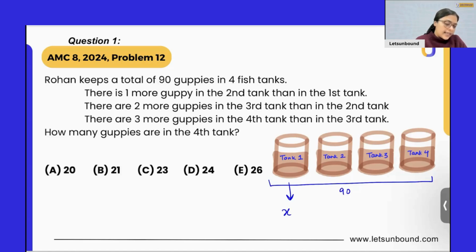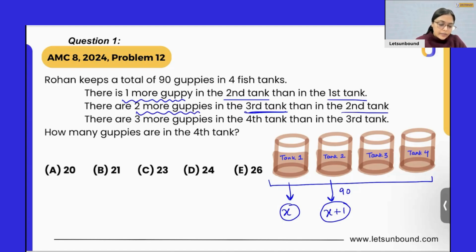What about the second tank? So for the second tank, they say there is one more guppy than in the first tank. So that means in the second tank, it is going to be whatever you have in tank 1, 1 more than the first tank. So X plus 1. For the third tank, it says there are 2 more guppies than the second tank. So whatever is in the second tank, the third tank is going to have 2 more than that. So X plus 1 plus 2. So that is going to be X plus 3.